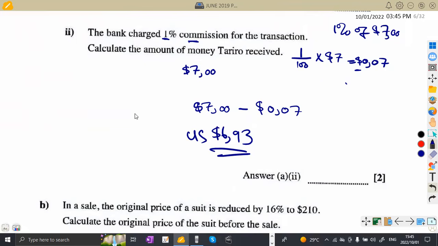Or you can use the percentage concept. Remember, for 1% of a certain value, you can add 1% to 100 and then multiply, or you can subtract, because this one is a commission, so you subtract.